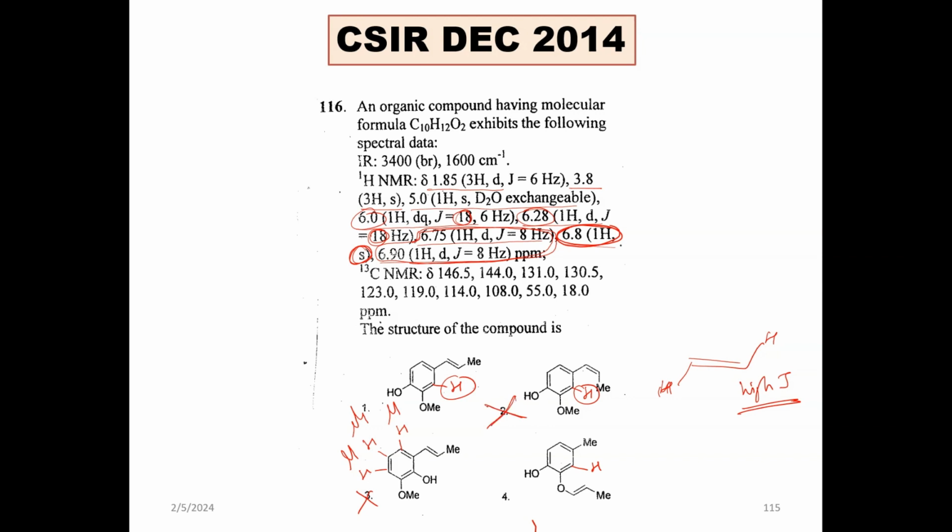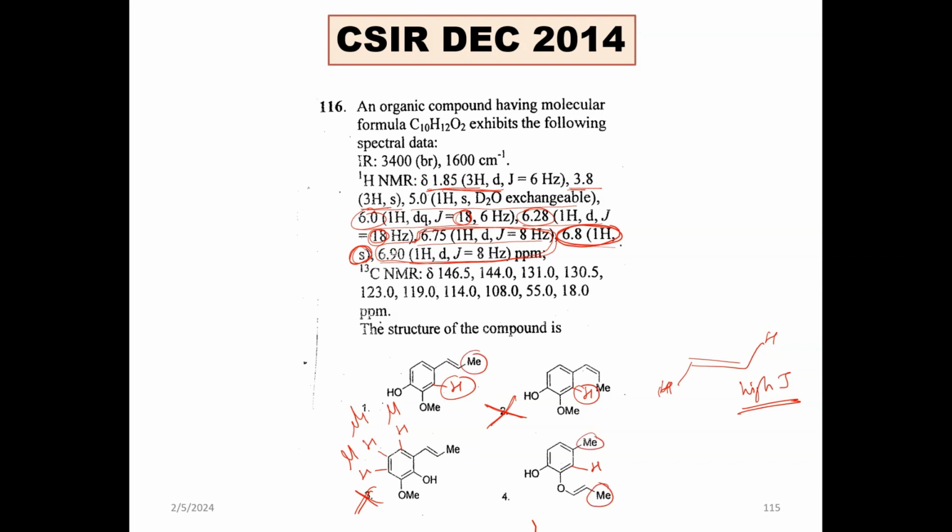So already we have seen that option 2 is wrong. Option 3 is now gone wrong. So now we have answer which could be option 1 and 4. Now look into the problem. They've given 1.85, 3 hydrogen doublet and 3.83 hydrogen singlet. So 3.8, 3 hydrogen singlet, so I can have this methyl, this methyl.